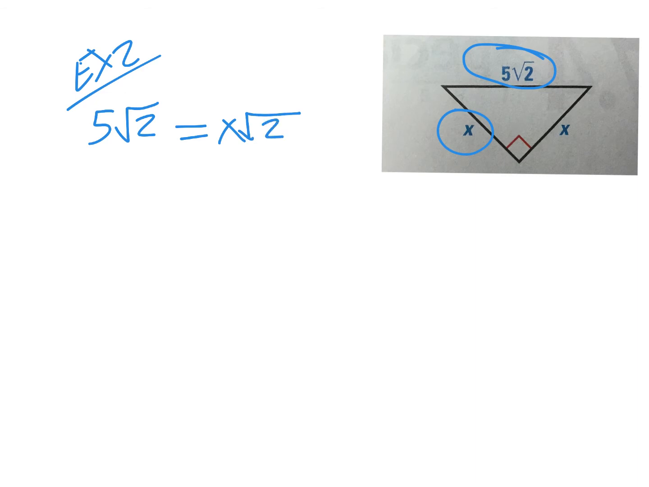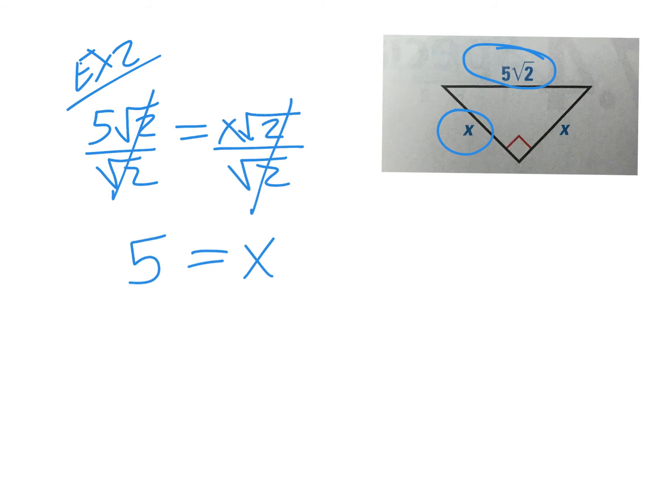So now we can use that to solve. If I have x times the square root of 2, to get the x by itself, what would you do? Divide by square root of 2. Okay, these cancel, and I'm left with just x. And then these cancel, and I'm left with just 5. So my leg length is 5. Okay. Simple, right?